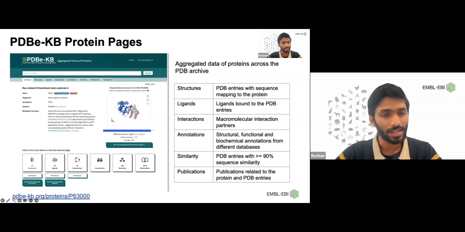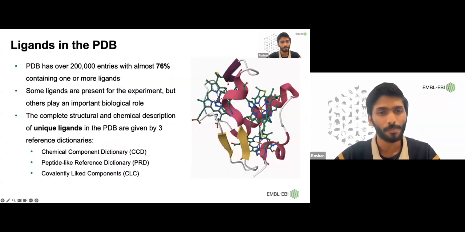There are other databases which annotate these proteins, so we aggregate this information from all these resources and make it available in a single place. You can also identify similar proteins and their mapped PDB entries by visiting the similarity tab. All the publications related to this particular protein and all the PDB entries which map to this protein are also aggregated and made available in the publication section.